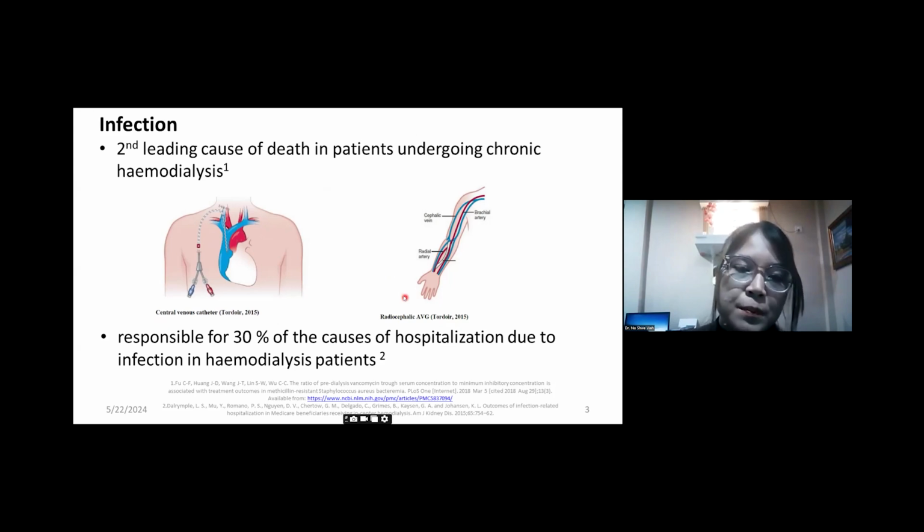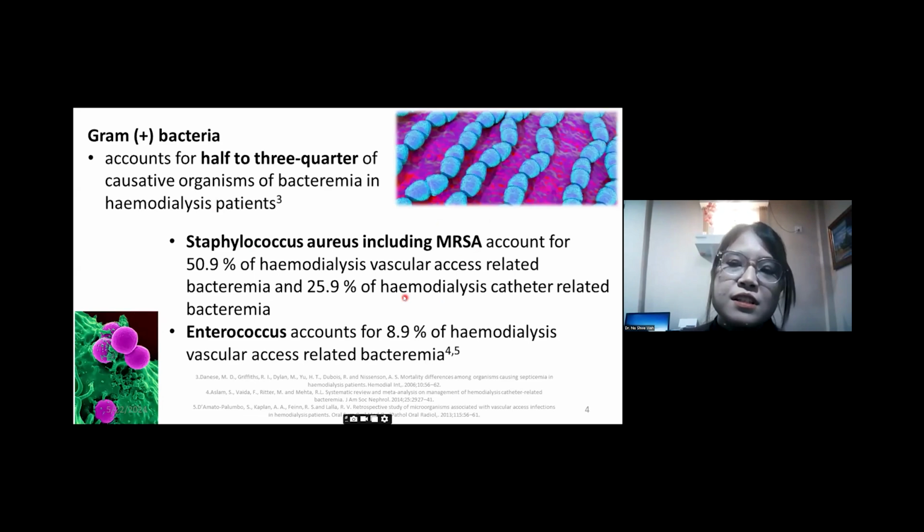hemodialysis patients. There are many bacteria causing bacteremia in hemodialysis patients. Among them, gram-positive bacteria are the commonest organisms, accounting for half to three-quarters of causes. 50.9% of hemodialysis vascular access-related bacteremia and 25.9% of hemodialysis catheter-related bacteremia are caused by Staphylococcus aureus, including methicillin-resistant Staphylococcus aureus. And 8.9% of hemodialysis vascular access-related bacteremia is caused by Enterococcus.